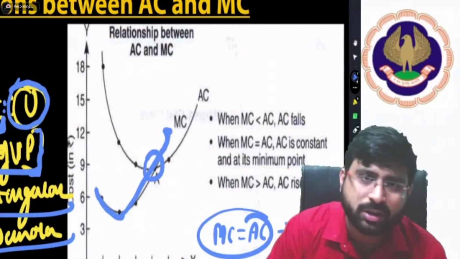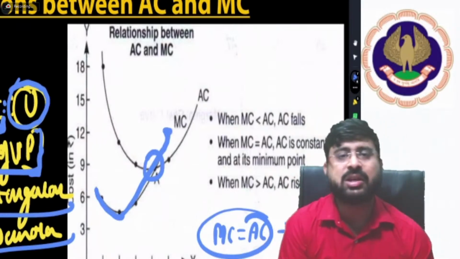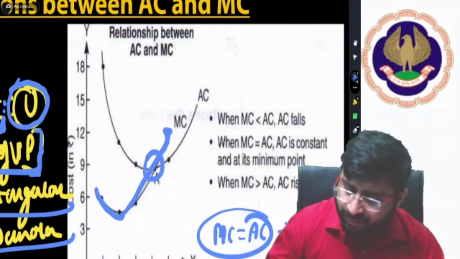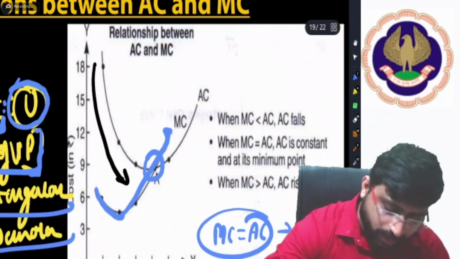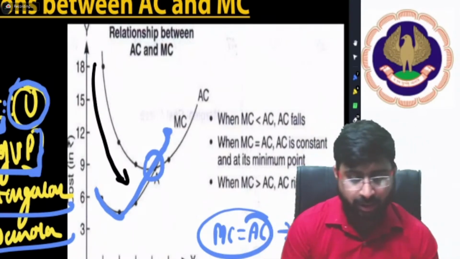Is that so, sir? Yes, friends, that is so. So MC meets AC at the minimum point of AC. Got it, sir? Yes, friends, got it. Remember, there is this fault taking place. Why is this fault taking place? U-shape reason. Now pay attention.